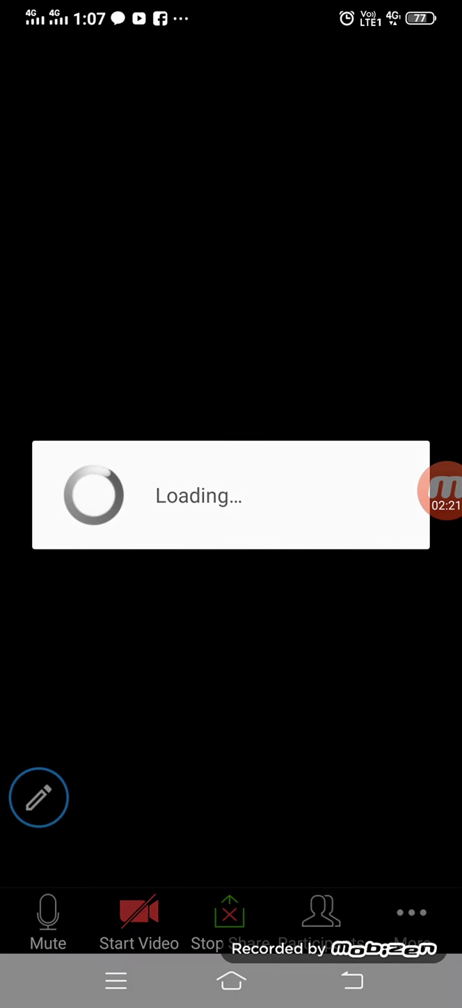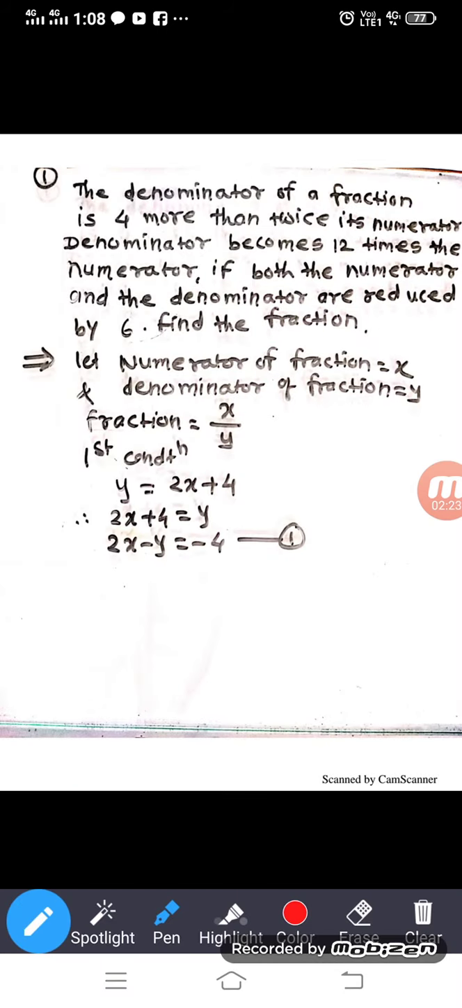Denominator of fraction means y is equal to twice numerator more by 4, means y is equal to twice of numerator is 2x, more 4 means plus 4. Then we get 2x plus 4 is equal to y. We can write this equation. y goes on this side, we get 2x minus y is equal to minus 4. This is the first equation.